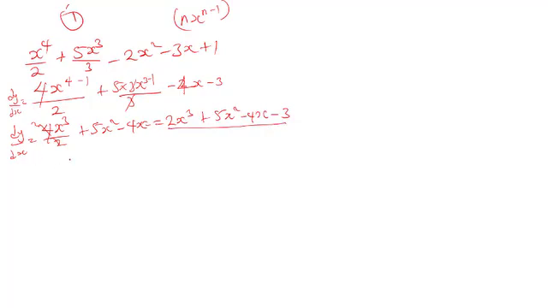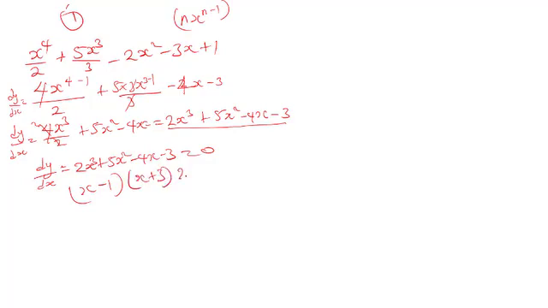So on solving this, the factors are: our dy/dx at this point, 2x³ + 5x² − 4x − 3, being equal to 0. So x − 1 is a factor of this. Applying the polynomial rule, we have here x + 3, and the last factor is 2x + 1, being equal to 0. Now after equating these factors to 0, let's pick our values of x.